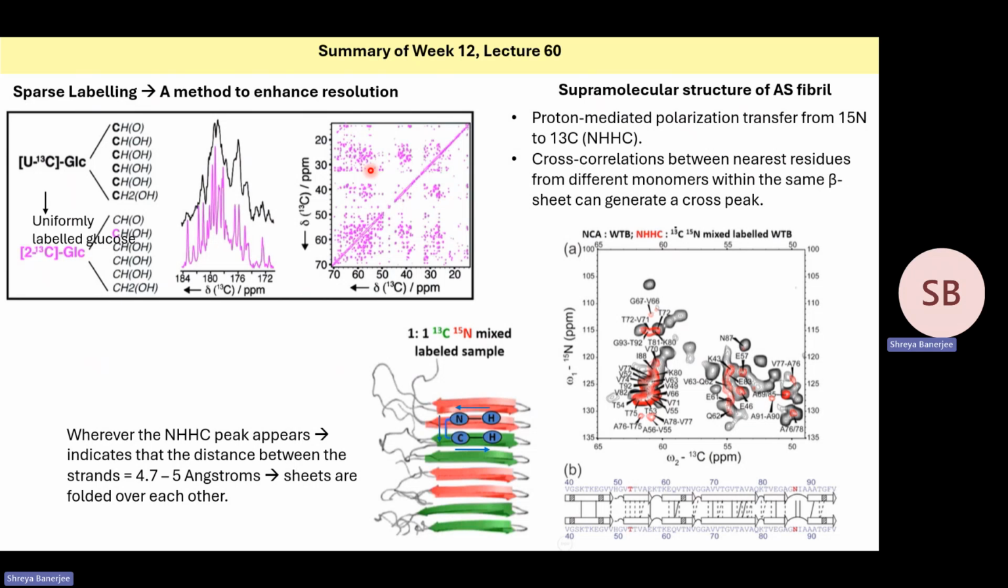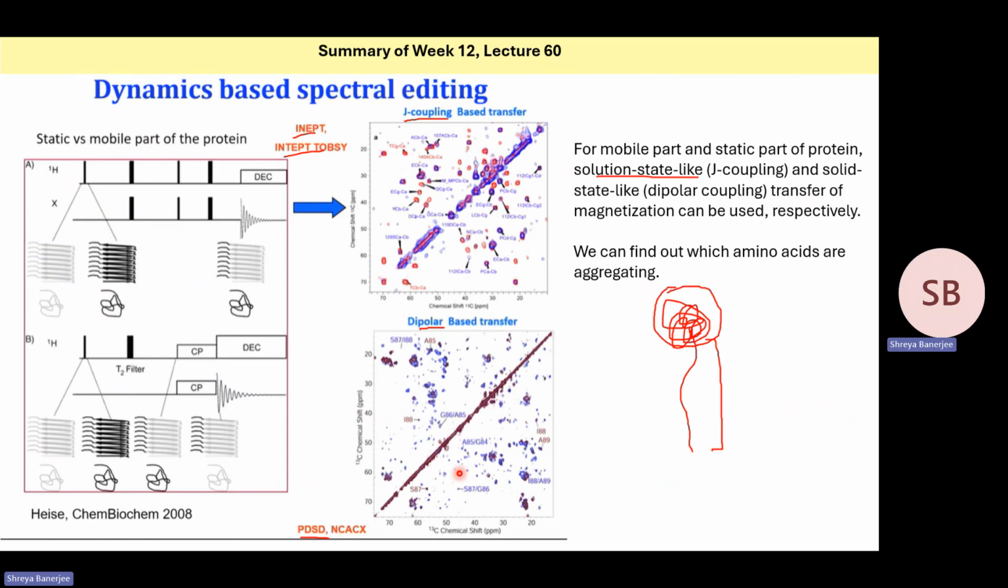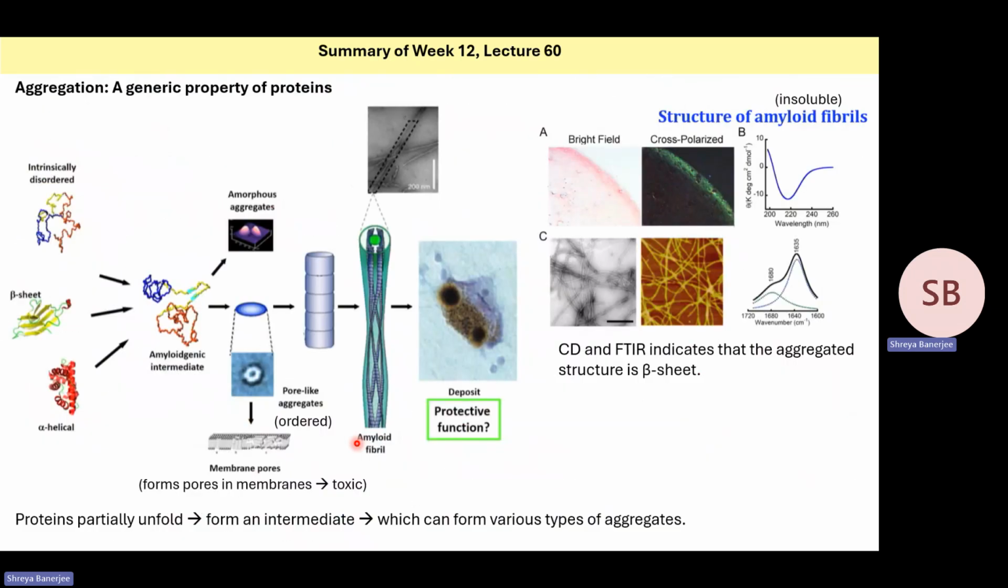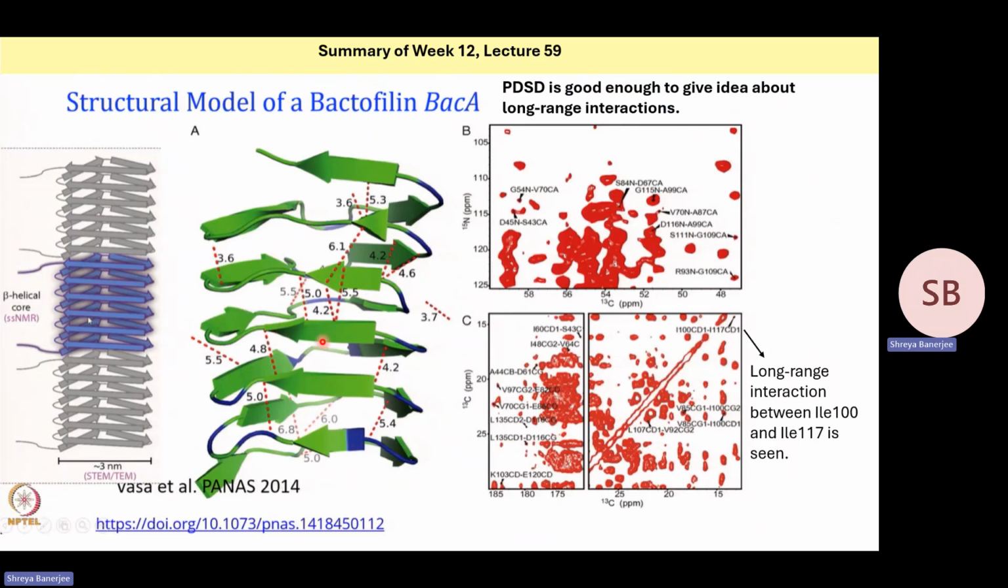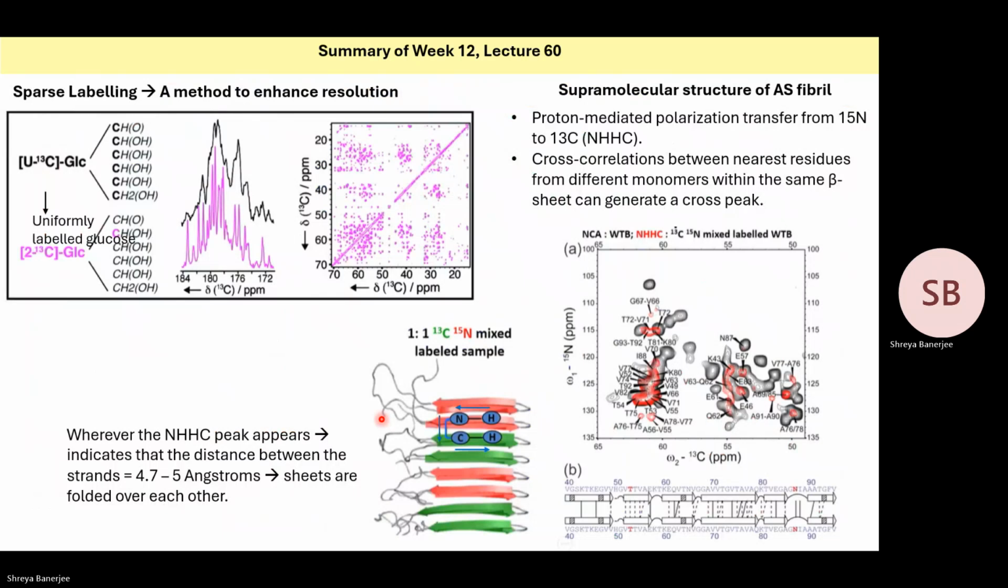So far you are finding the connectivities, that is the 1D structure, or you are finding the 2D structure from NOESY. We just saw NOESY, where you are finding the 2D structure, but how do we find the 3D structure? We will do this kind of NHHC experiment, which will give us correlation between the residues that are interacting with each other in the beta sheet. So this gives you an idea about the 3D structure as well.